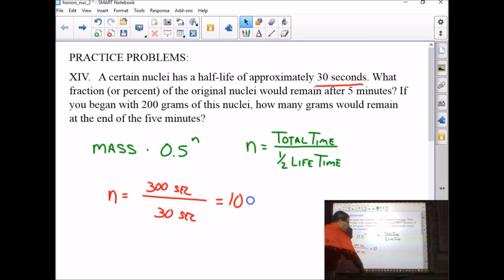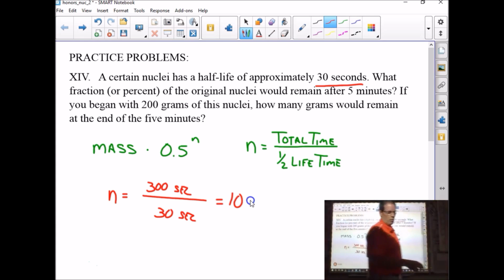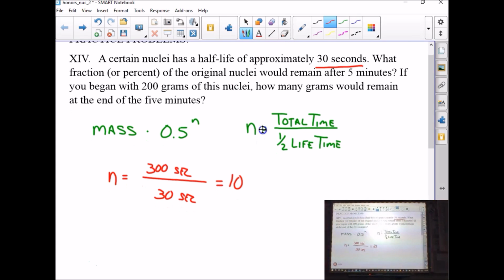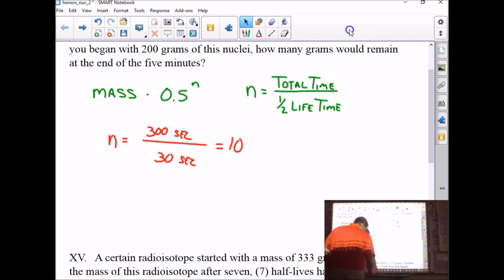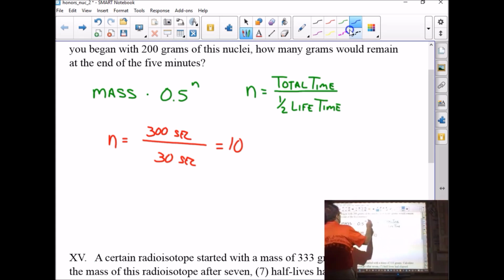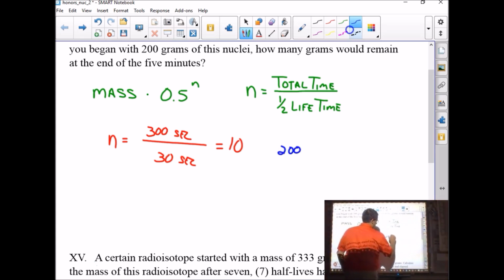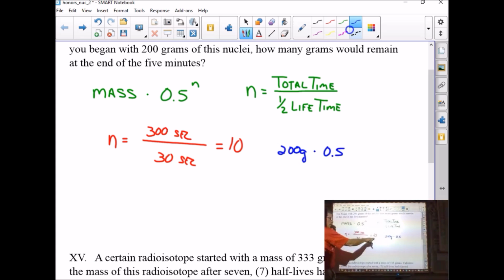Right, so when we plug this into our equation, scroll this up a little. Okay. So we'll plug in, what mass did we start with here? 200 grams, so we'll go 200 grams times 0.5, and how many half-lives did we have? 10 to the 10th power. So to type this in, I would go 200 times 0.5.